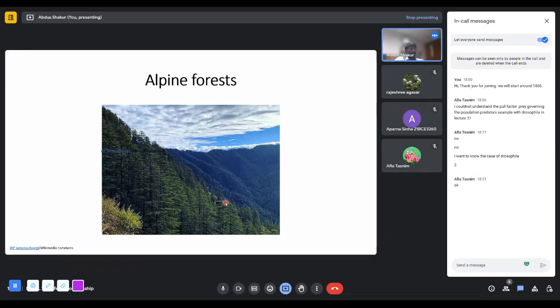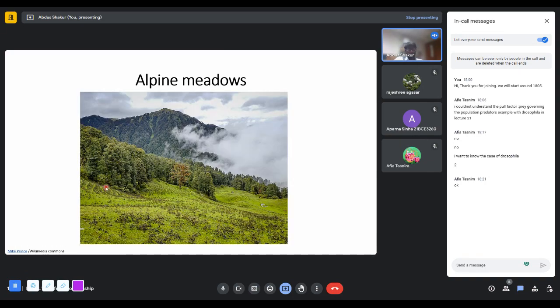And then alpine forests. If you have visited Himachal, Uttarakhand, Kashmir, or even North Sikkim, at the higher altitudes you might see these stands of forest dominated by deodar and cedar. So these are alpine forests. And the tree line is something that you already see.